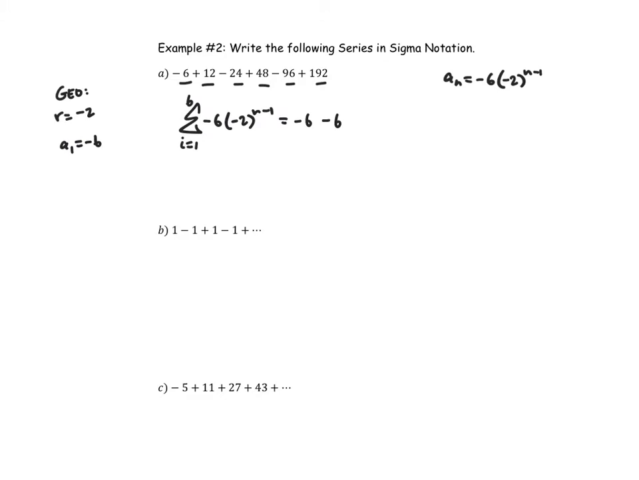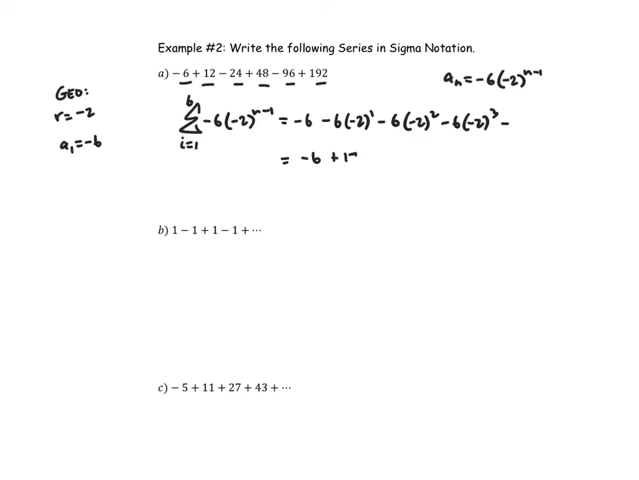Let's see here. Times -2 to the first. So -2 to the first. Okay, -6 times -2 to the second. -6 times -2 to the third, etc. Now, let's see if we get what we're looking for.